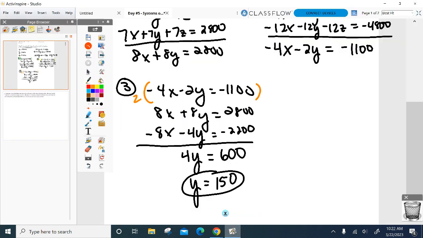Put it into the 2 equations that we just made. Yeah, work backwards. Don't go all the way up to the beginning because you won't have enough information with the 3 variables. Go right here. Use this one or this one and plug in 150 for y. I'm going to use the 8x plus 8y one. They're all positive. So I'm going to say 8x plus 8 times 150 equals 2,800. And I'll give you guys a second to solve that.